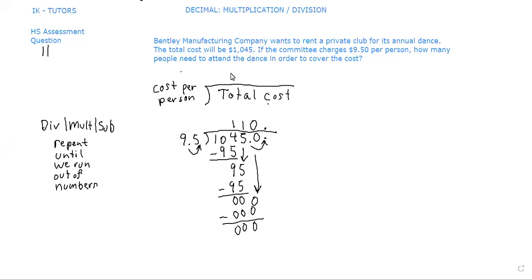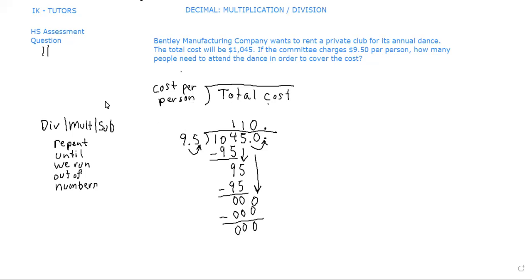Well, what we need to do here is divide the total cost by the cost per person. So the total cost is $1,045. The cost per person is $9.50. And so we set up our division problem using long division, and then we're going to verify it using the calculator.